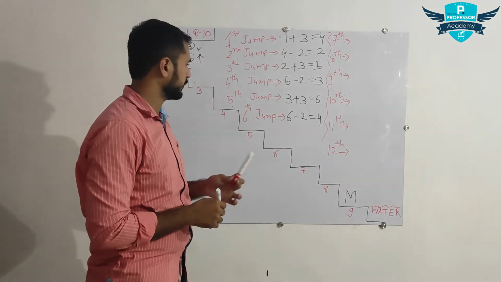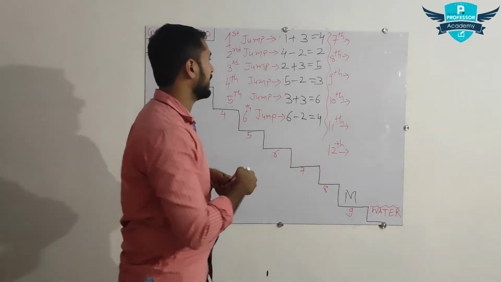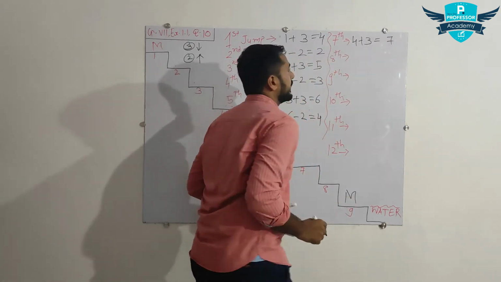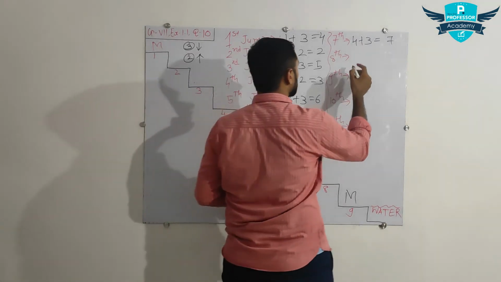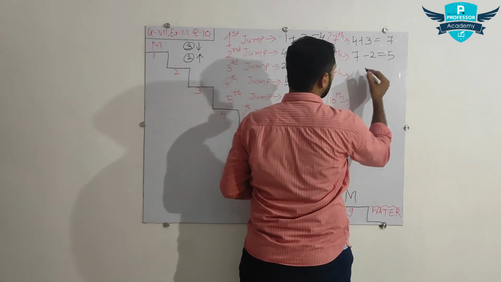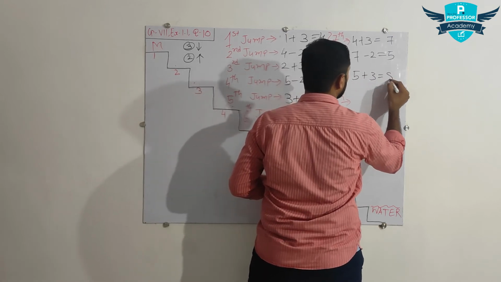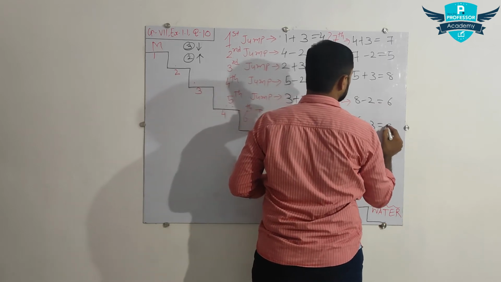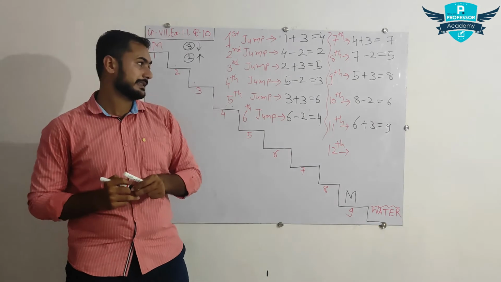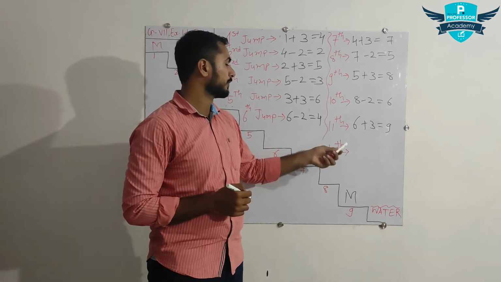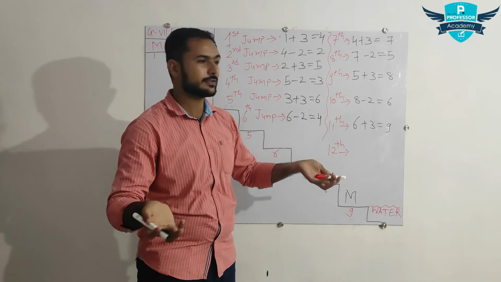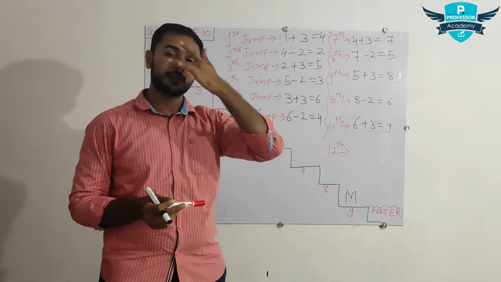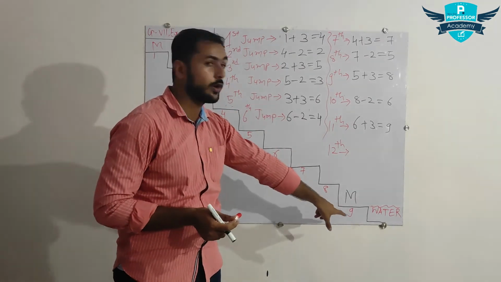On the next jump, what will happen? He will come 3 steps downwards. Right now he is on 4, so 4 plus 3, that is 7. Now again 2 steps upwards, it means we will do subtraction. 7 minus 2 is 5. Again 5 plus 3 is 8. Then 8 minus 2 is 6. And 6 plus 3, that is 9. Finally we got our answer on the 11th jump. We don't need to do the 12th jump. Actually, the monkey doesn't need to do the 12th jump. So after the 11th jump, the monkey will reach the water level.